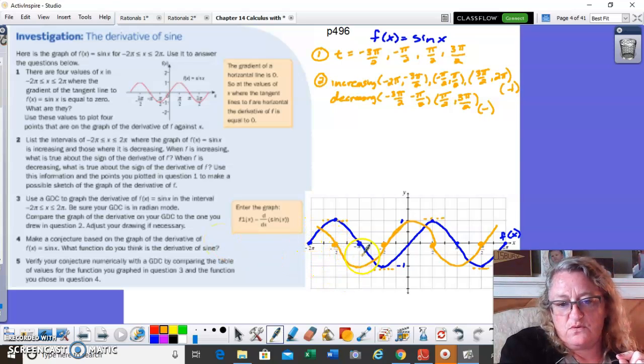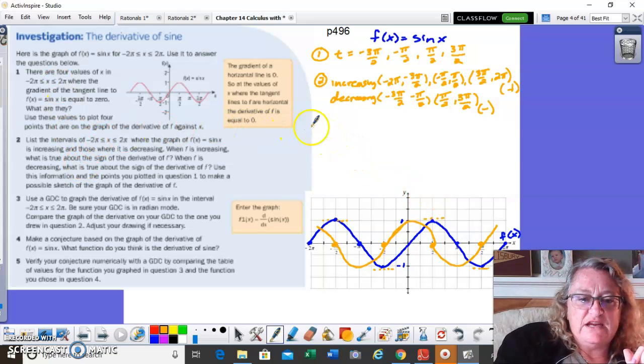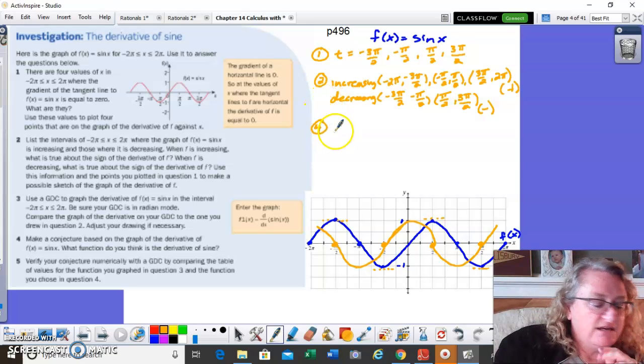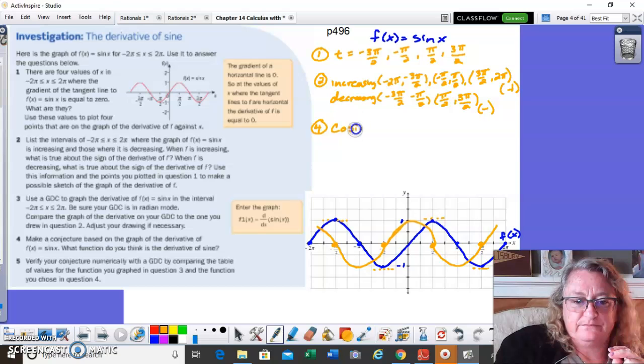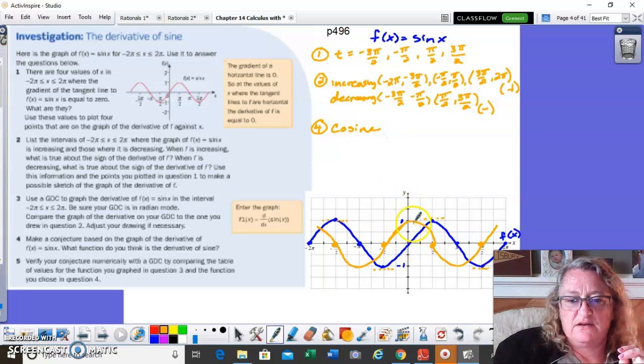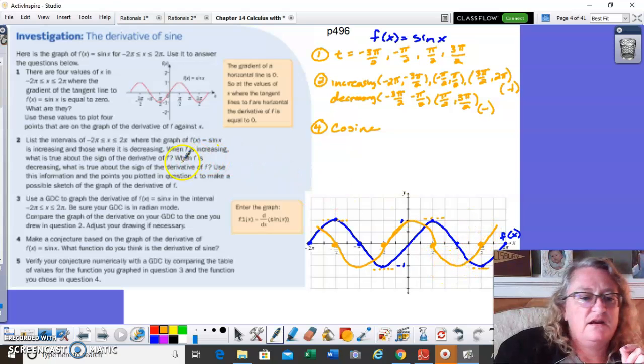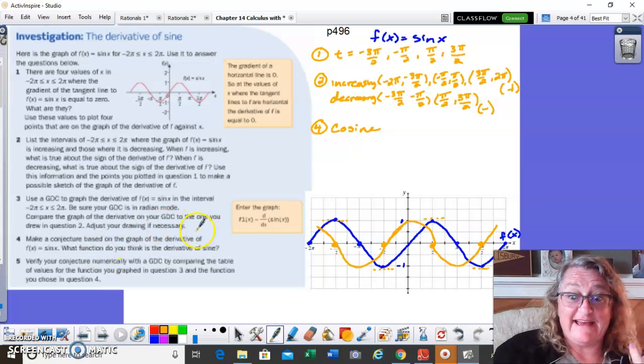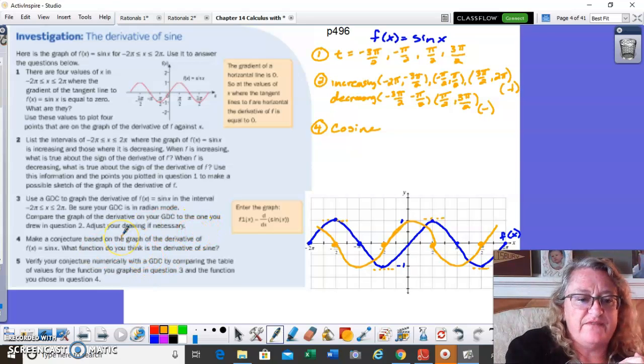Well, what is this orange function? If I just saw this orange function out there, I should be able to come up with an equation of that just from being familiar with it. Hopefully, you're seeing that that is the cosine function. Remember, cosine of 0 is equal to 1. Okay, and it goes down from there. Okay, so let's go ahead and verify that guess, basically, with the table of values.